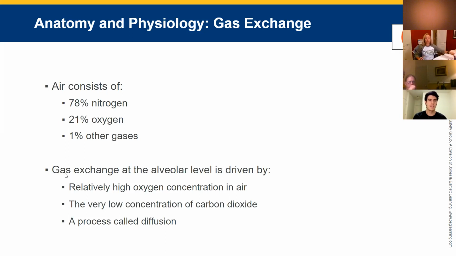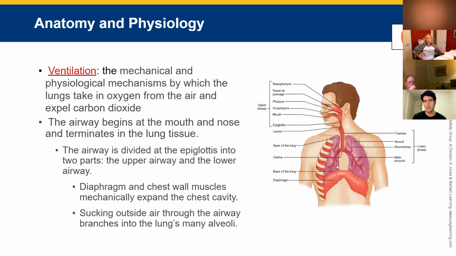All right, and then this is gas exchange in the alveoli, is driven by air concentrations. So what they're talking about is the alveoli are the little sacs in here where the gas actually goes across into the blood. And we're just saying that carbon dioxide comes out of the alveoli and oxygen goes into the alveoli.